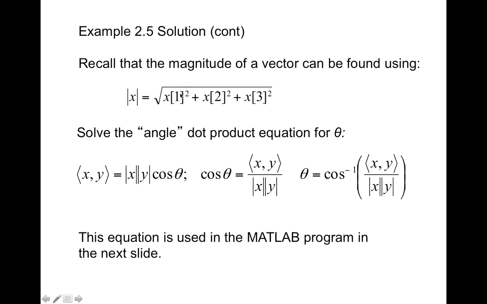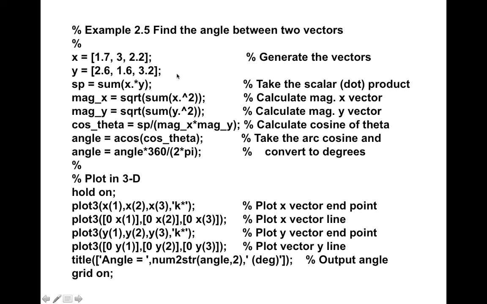So the solution is that the magnitude of a vector can be found by taking the square root of the sum of squares. And we can basically take this angle equation and solve it for cosine theta. So cosine theta will be the inner product divided by the magnitude of x and the magnitude of y. And so we can get theta by taking the inverse cosine of that. And because this is a short data set, we could actually do this analytically by hand. But here's the MATLAB implementation.